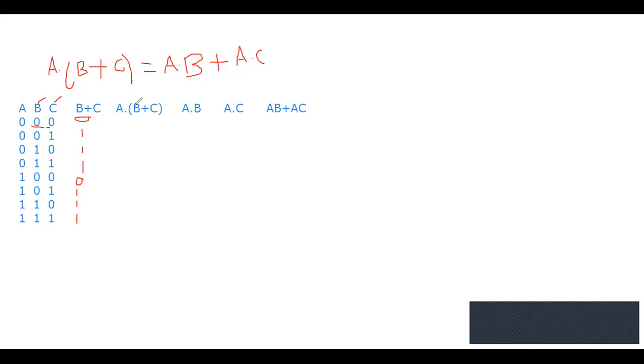Now, A dot of B plus C. That means here A will be there, B plus C is there. Which operation is performed? Dot. Dot means AND operation. Okay, ma? So, 0, 0, 0.